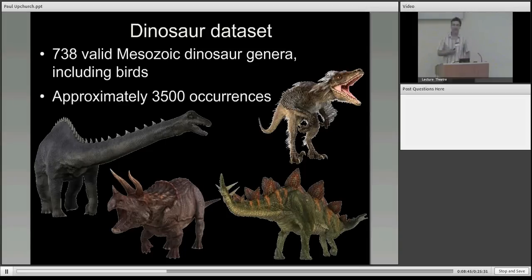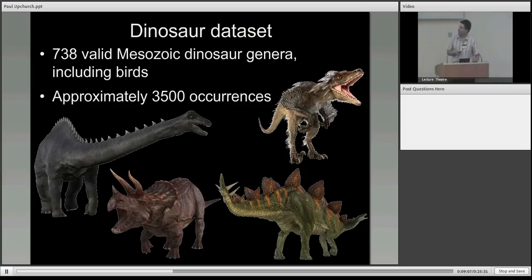The dataset we've analysed is already a little bit out of date because things move on very quickly, but we were able to work with about 740 dinosaur genera and about 3,500 occurrences for their 160 million year Mesozoic fossil record. So you can see that sampling is rather sparse.